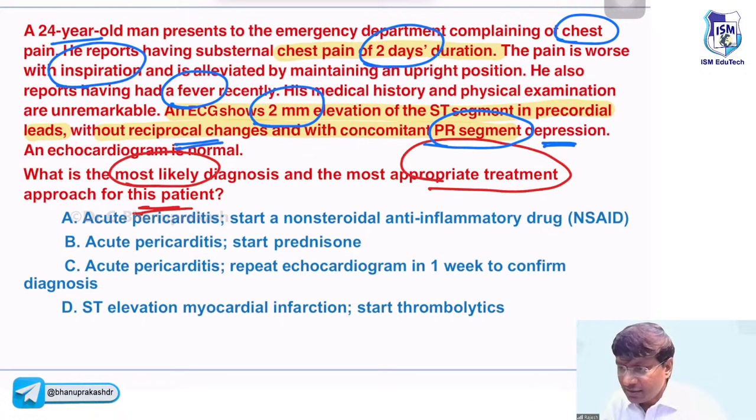Yeah, Jaiswal, this will be useful for both. This lecture will be useful for both FMG and NEET PG, and even for INICET also.